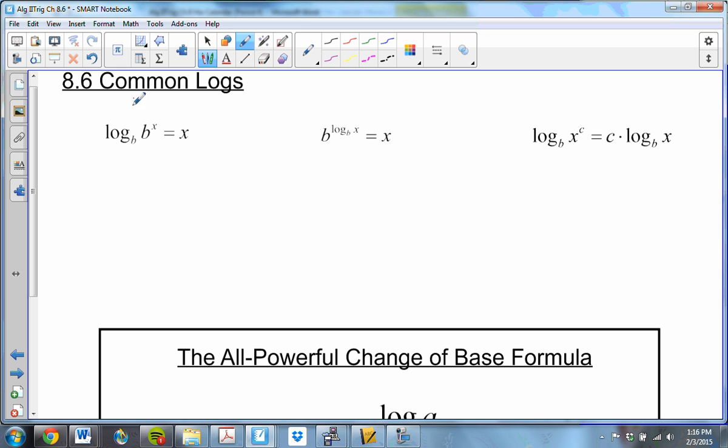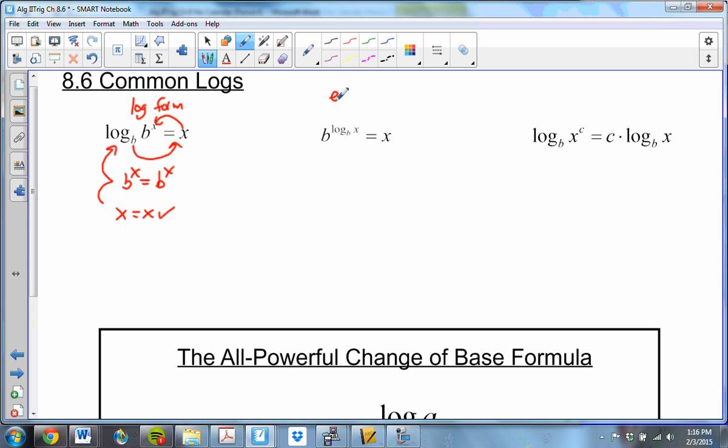If you were to convert this, right now it is in log form. If we were to convert it, we would get b to the x equals b to the x by doing the circle thing, which clearly shows that x must be x, which is a true statement, which implies that these are true statements. It's a tautological argument, but live with it.